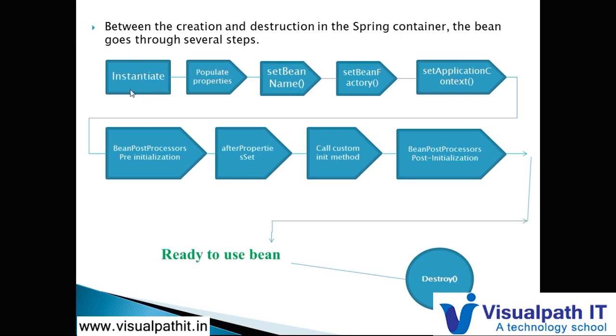First is instantiation, next comes populating all the properties needed, set bean name, setting the bean factory, set application context, then comes the bean post processor pre-initialization. After property set, calling the custom init method and bean post processor's post initialization. Lastly, the ready-to-use bean, which will later be destroyed by using the destroy method. So this is the entire life cycle of a bean. Hope this diagram helps you for an easier understanding of the bean life cycle.